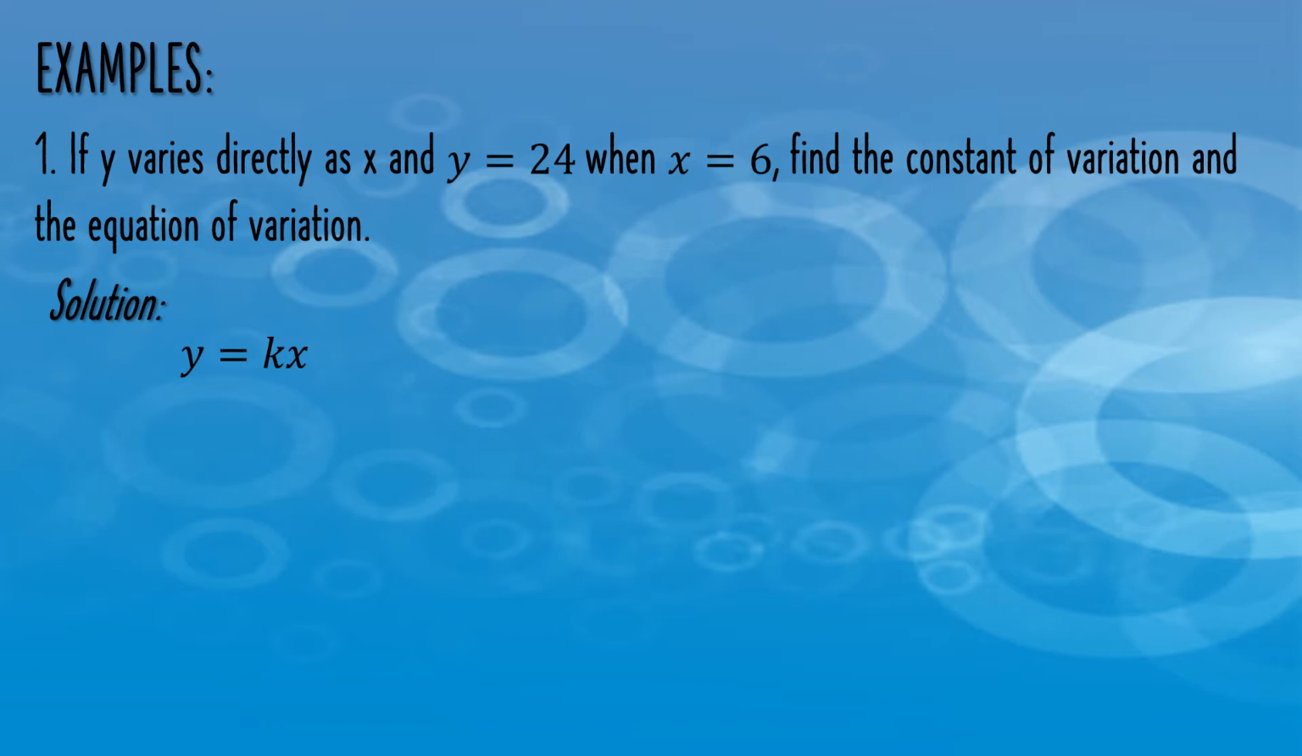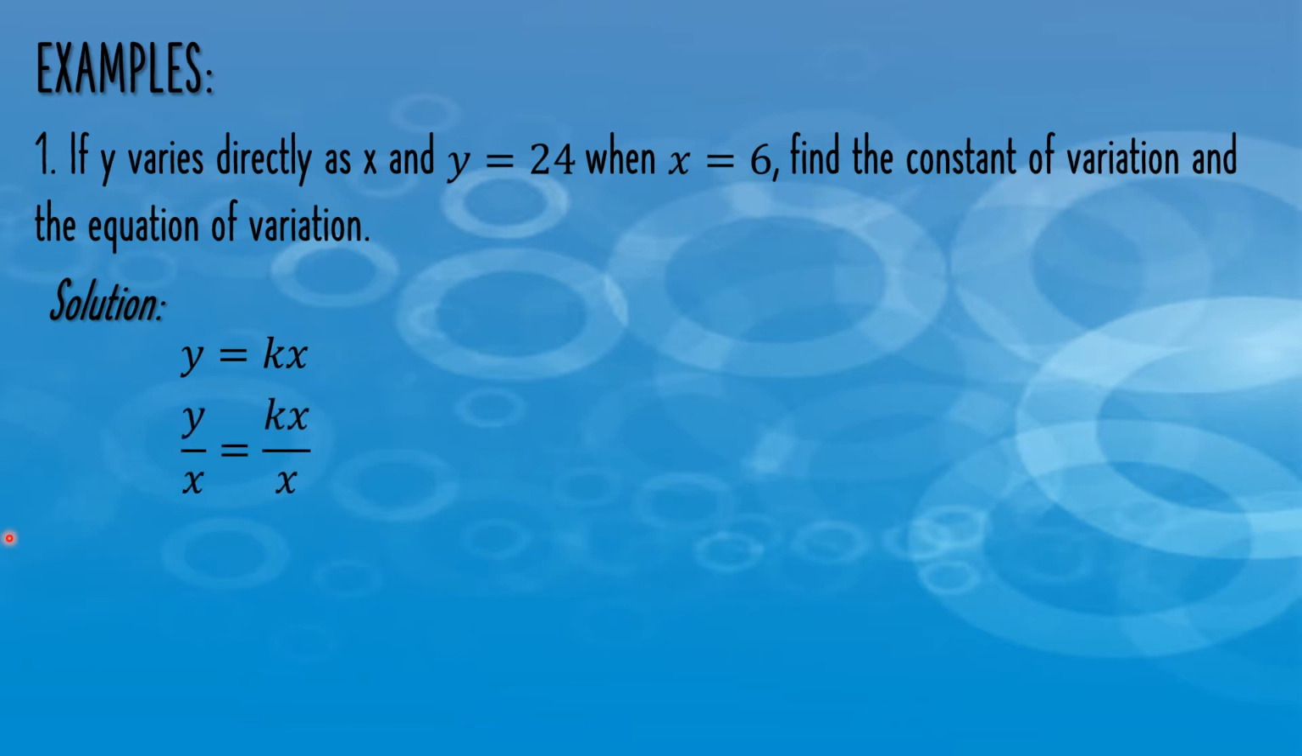Again, i-recall natin na ang formula for direct variation is y equals kx. Bakit naging y equals kx? So sabi dito sa ating example, if y varies directly as x. So, since nauna ang variable y, iyon yung ilalagay natin sa left side ng equal sign, and then ang katabi naman ng constant of variation ay variable x.